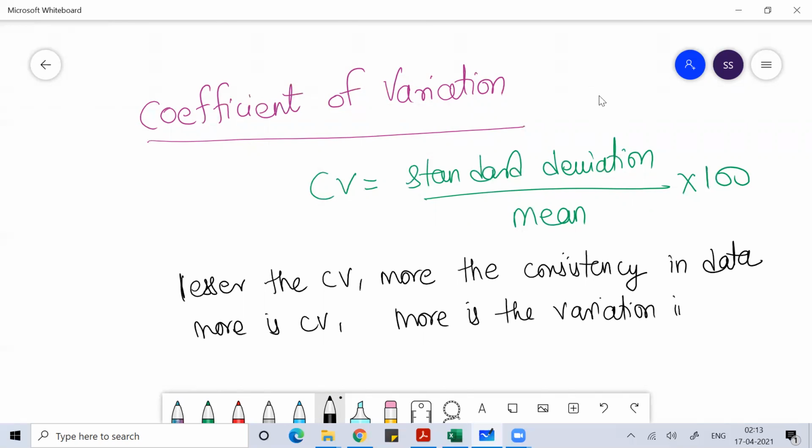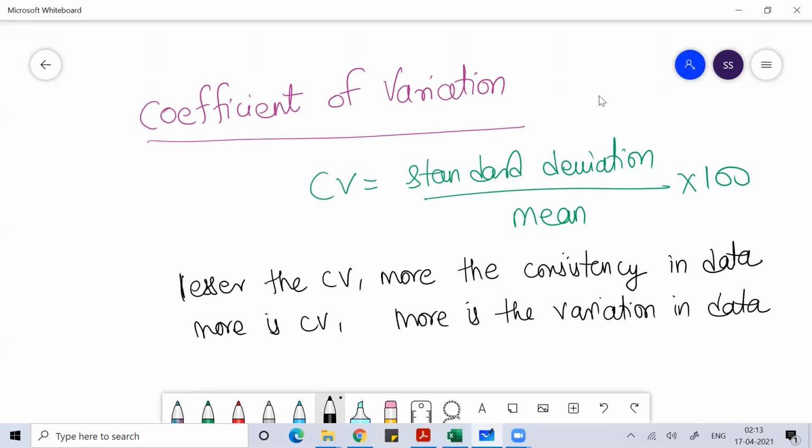So whenever you solve a problem where the examiner is expecting you to determine the consistency, that is, to determine out of two data sets, or out of n data sets, which data is more consistent, you find the coefficient of variation, and whichever data has the least coefficient of variation, that data will be the most consistent. I believe you understood this part.